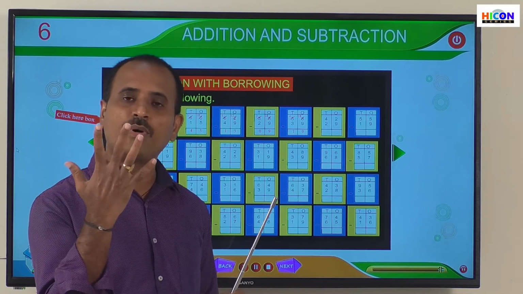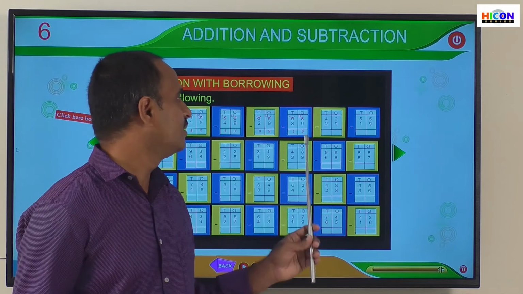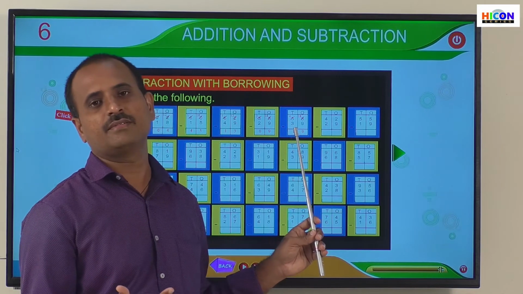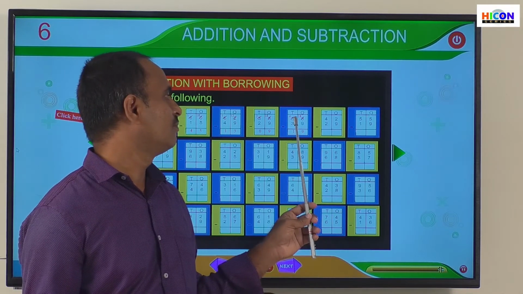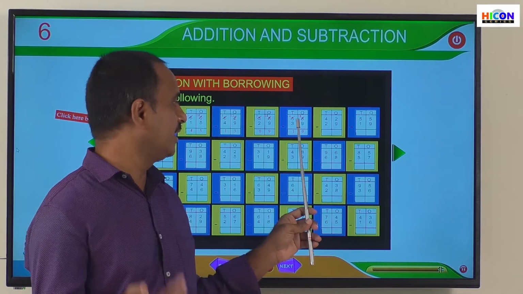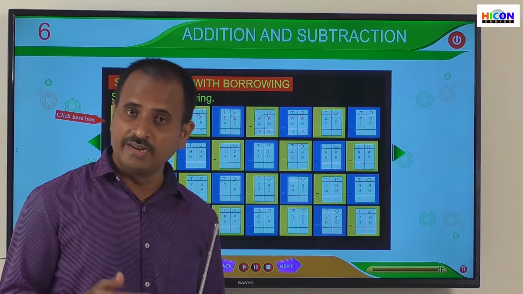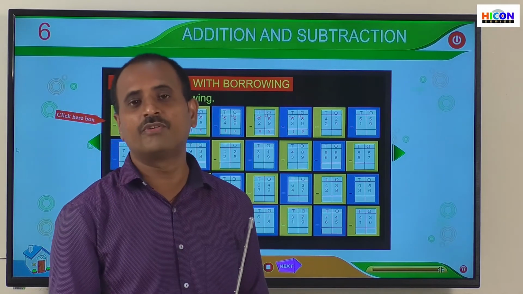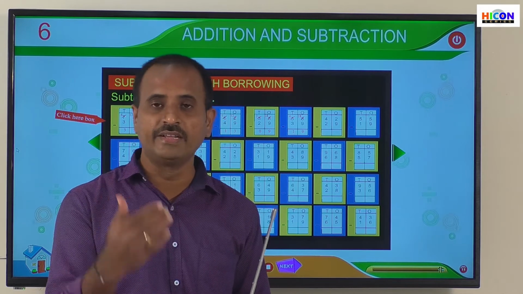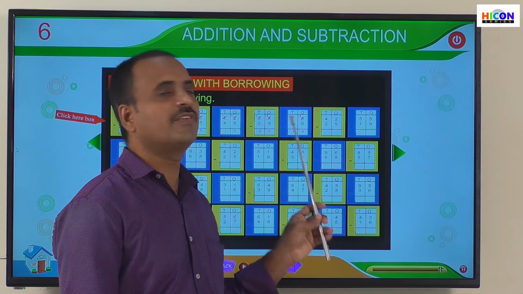So if you borrow 110 from 5 tens, how many tens will be there? There will be 4 tens. So write 4 by striking 5. So now carry that 110 to the ones place. Then now how much does it become? There is already 8, so just write 1 before it. That becomes a total of 18 ones. So write 18 here. Now subtract 9 from 18.